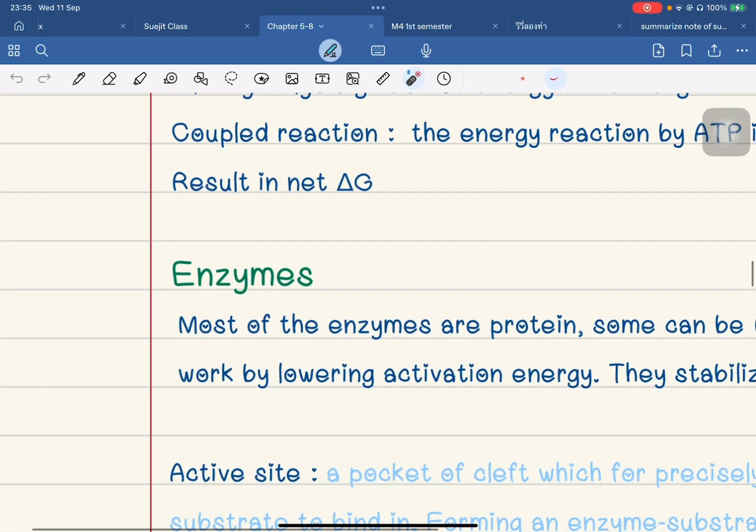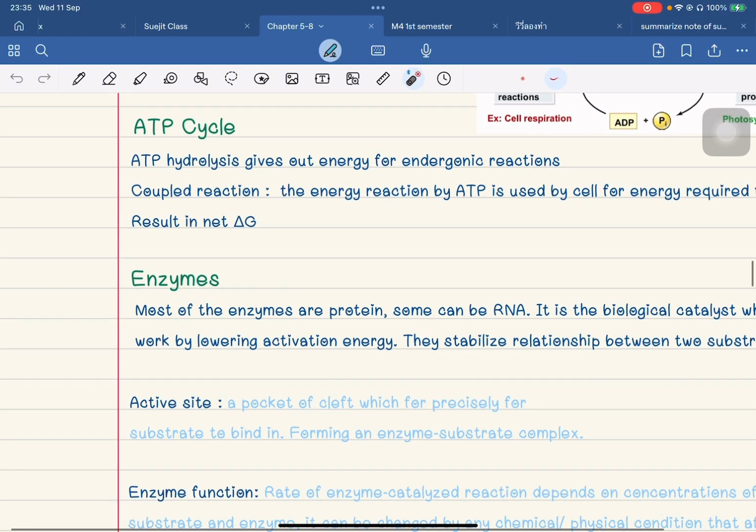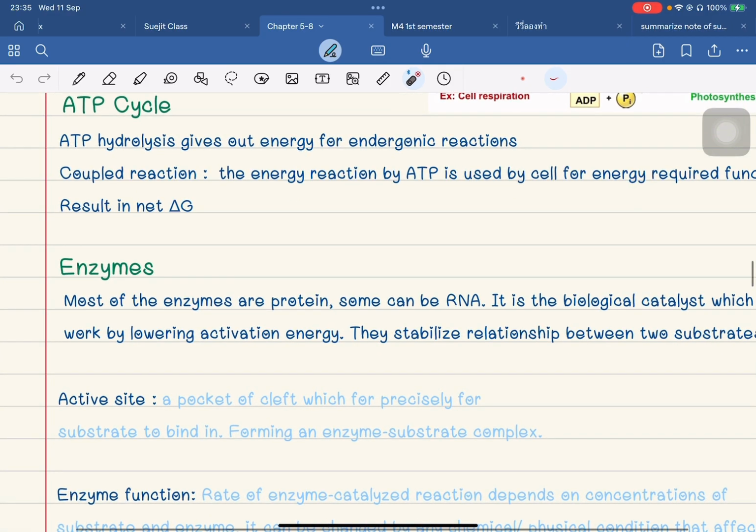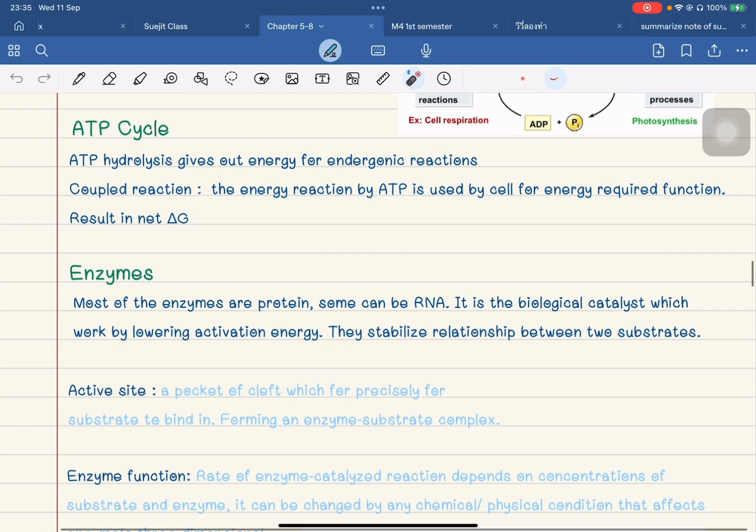So next we're going to learn about enzymes. Most enzymes are proteins, but some of them can be RNA also. An enzyme is a biological catalyst, which works by lowering the activation energy. This stabilizes the relationship between two substrates.